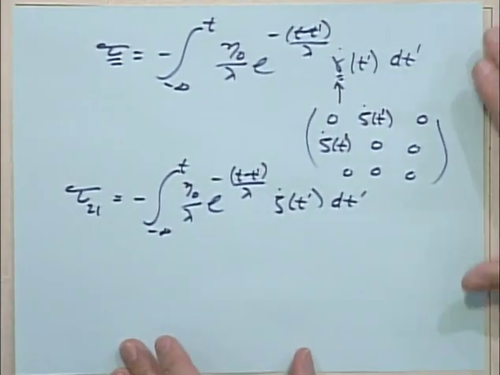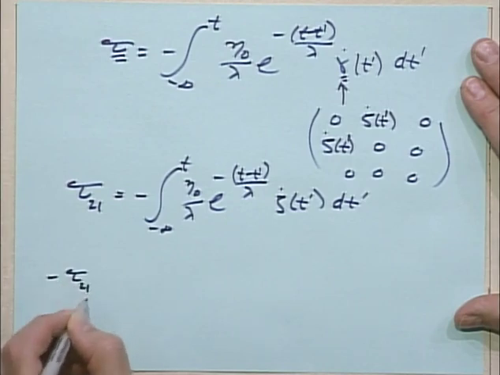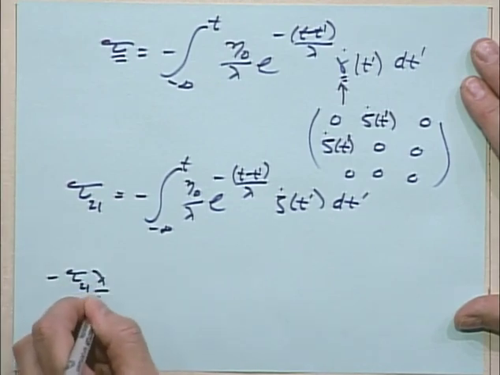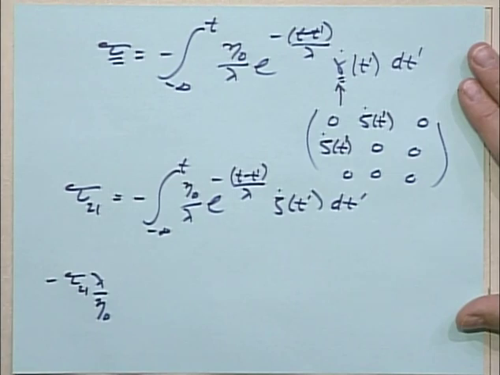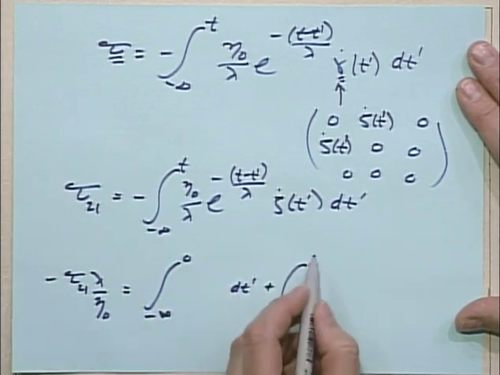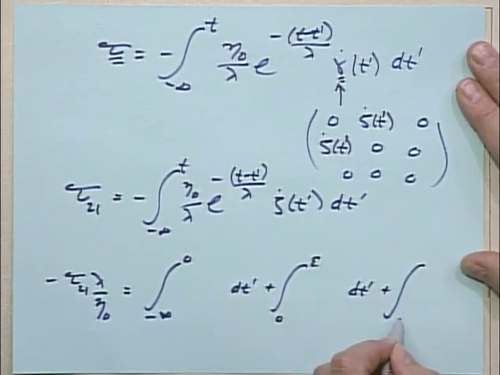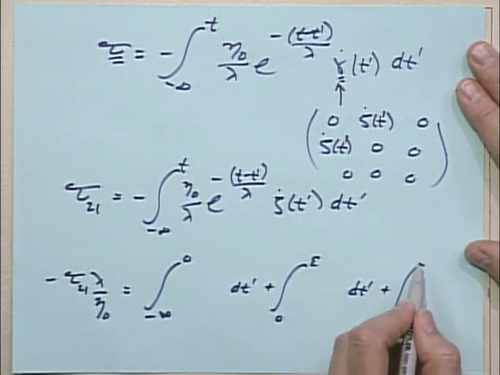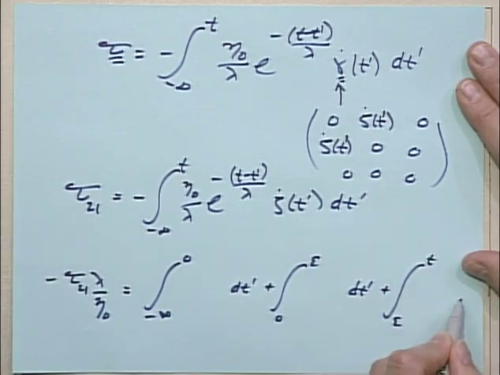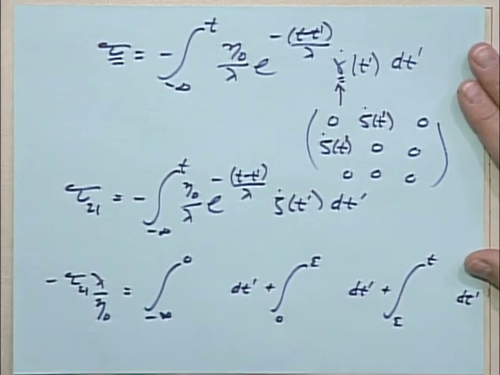So we can break our integral up into 3 pieces. Let me move the minus sign to the left so I don't lose it. I can move the lambda and the eta naught to the left so I don't lose them either. And now I have 3 integrals. The integral from minus infinity to 0. The integral from 0 to epsilon. And the integral from epsilon to t. I can do that with any integral, always break it up into different regions.